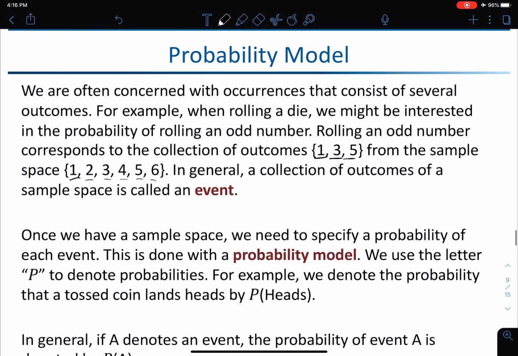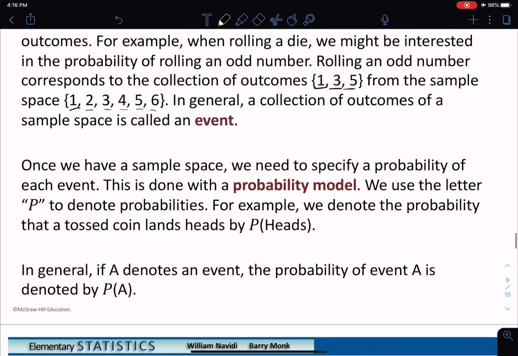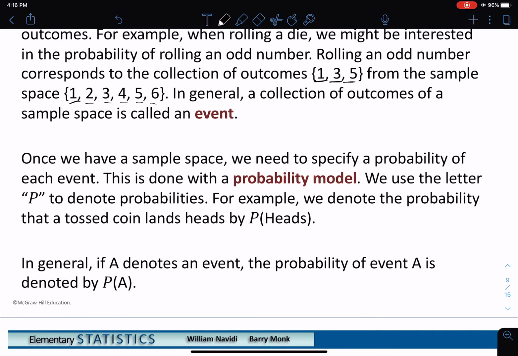Okay, so the odd numbers 1, 3, 5 would be called an event. The sample space is the total possible outcomes, which is 1, 2, 3, 4, 5, 6. Once we have a sample space, we need to specify a probability of each event. This is done with a probability model.